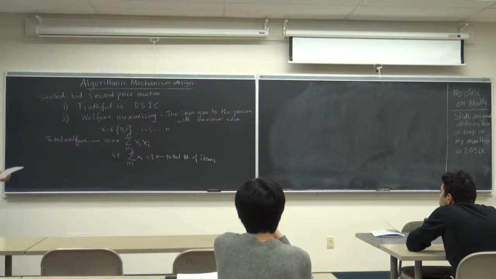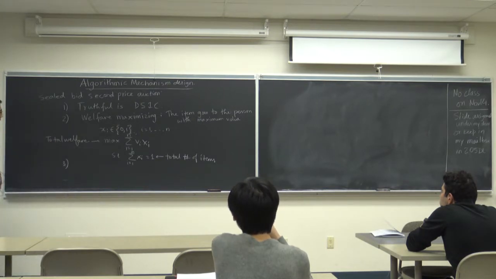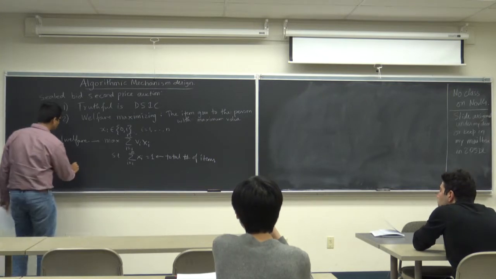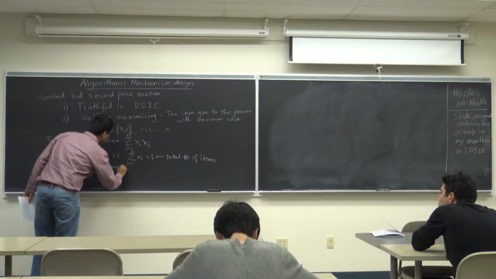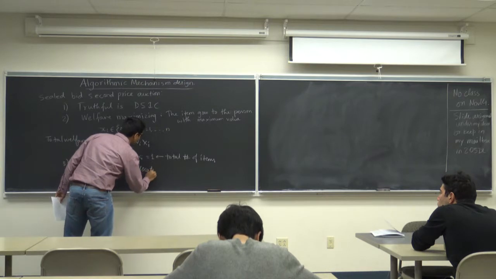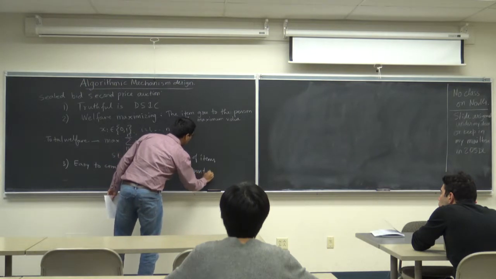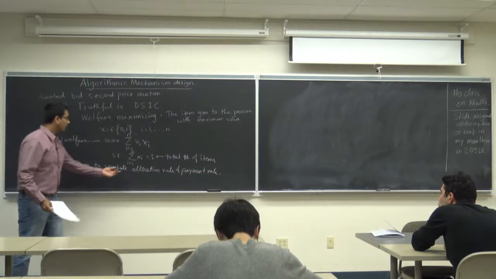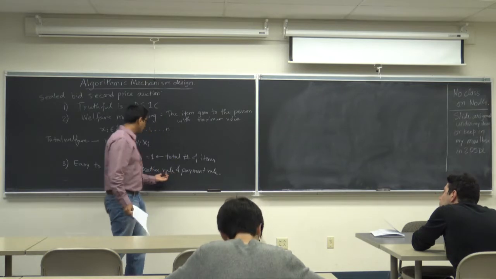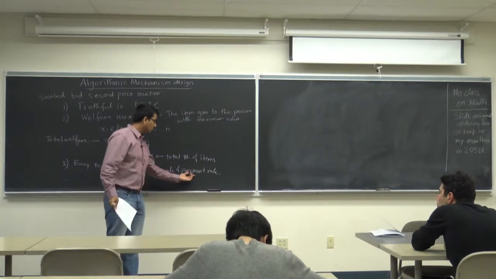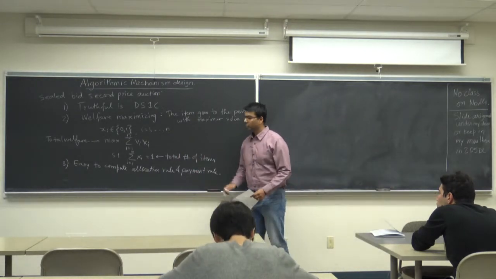And the third thing, which again I haven't emphasized so far, is that it's easy to compute the allocation rule and payment rule. So allocation, who gets the object? Well, the highest bidder gets the object. That's an easy to implement algorithm. And who has to pay how much? Well, the highest bidder pays the second highest price, everybody else pays 0. Again, an easy to compute payment rule.